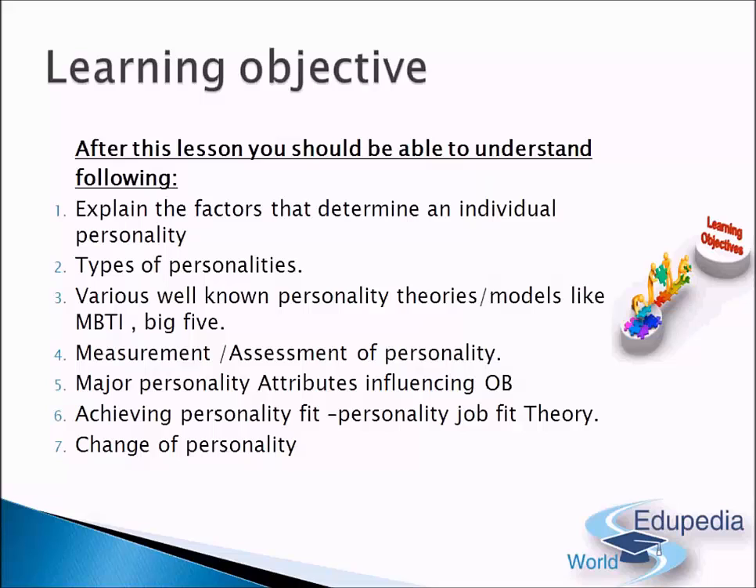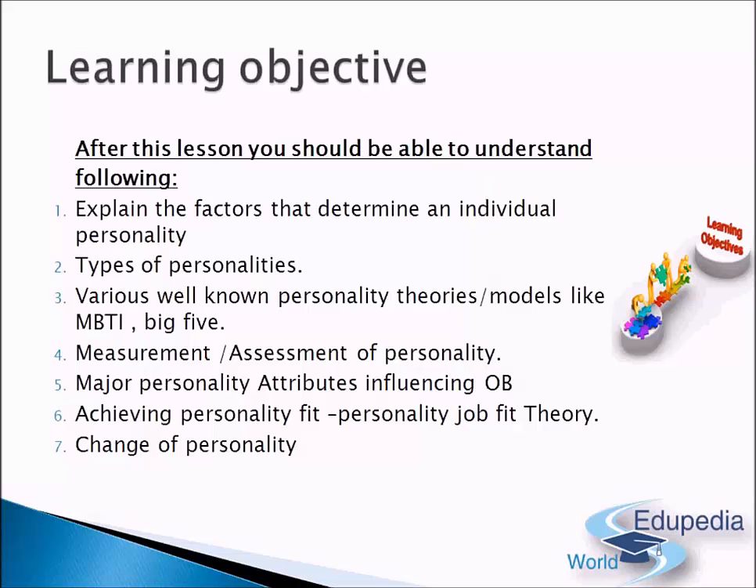Let me tell you those 7 things one by one. Number 1, explain the factors that determine an individual's personality. Number 2, types of personality. That means how many types of personalities are there in this world, category wise. So many categories have been made, we will discuss that. Number 3, various well-known personality theories or models.